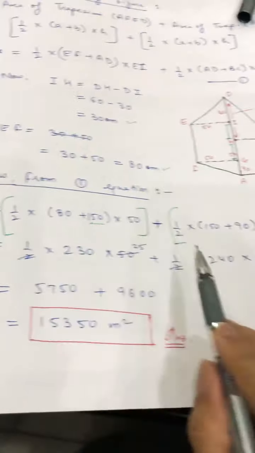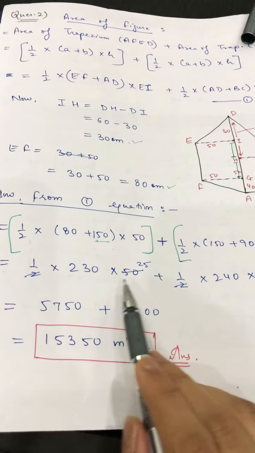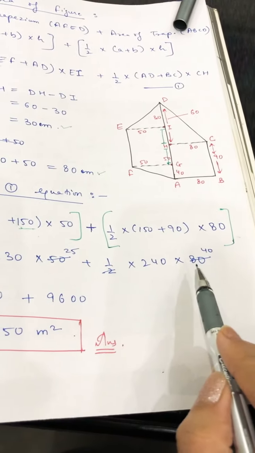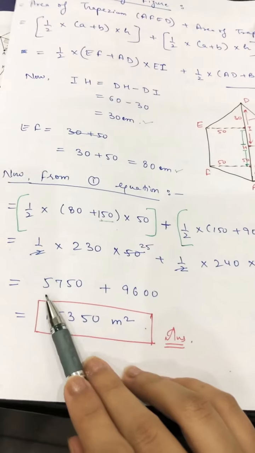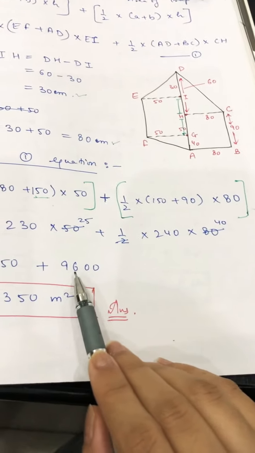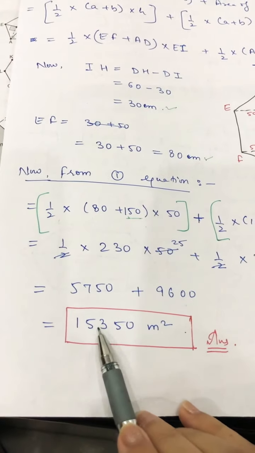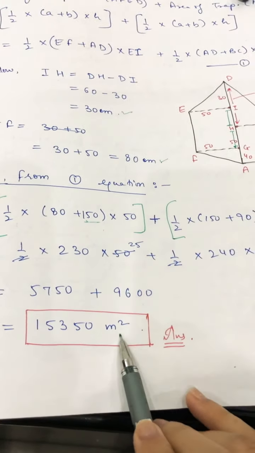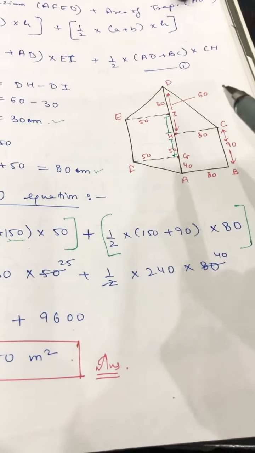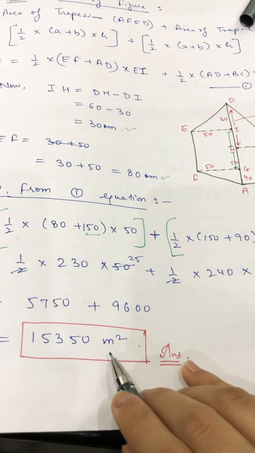Now cancel the terms. Here you will cancel 2 with 50, here you will cancel 2 with 80. So what is left here? 5750 plus 9600. Add them, the answer will be equal to 15350 meter square. Here all the units are in meter, so the answer will come in meter square.